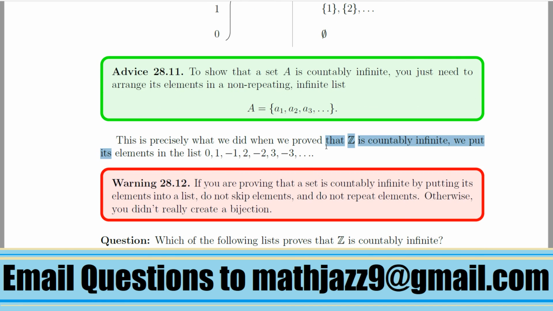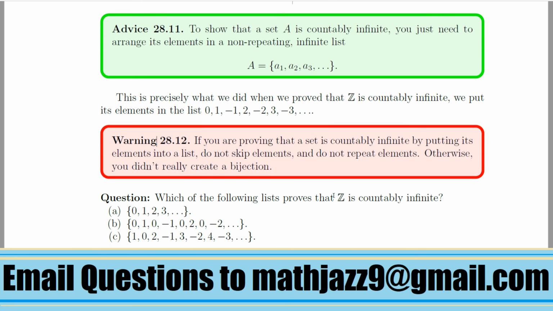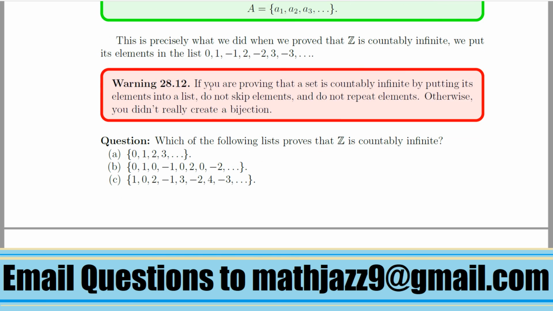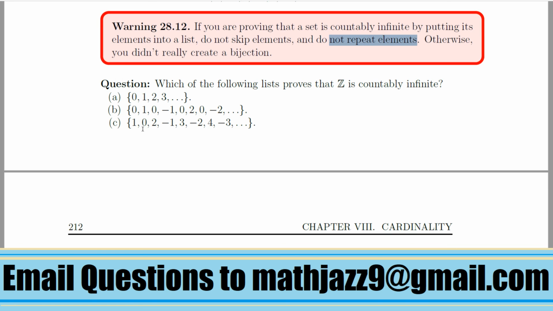Okay. This is what we did when we proved Z is countably infinite. Yes, we made a list, and it was in that order: 0, 1, -1, 2, -2, 3, -3, and so on. Yeah, and if you skip elements, you're not surjective, so you don't have a bijection. And if you repeat elements, then you're not injective, and that's not a bijection. Okay. Which of the following lists proves that Z is countably infinite?